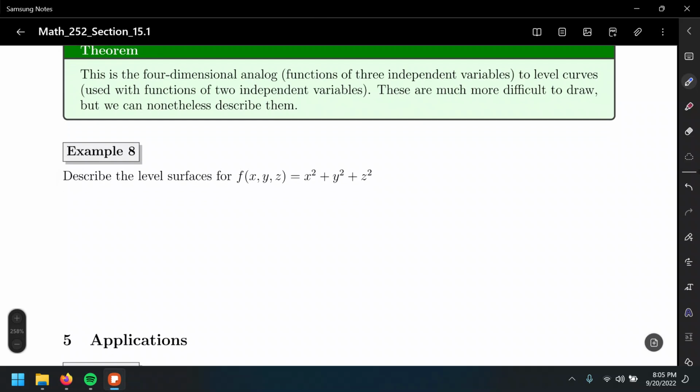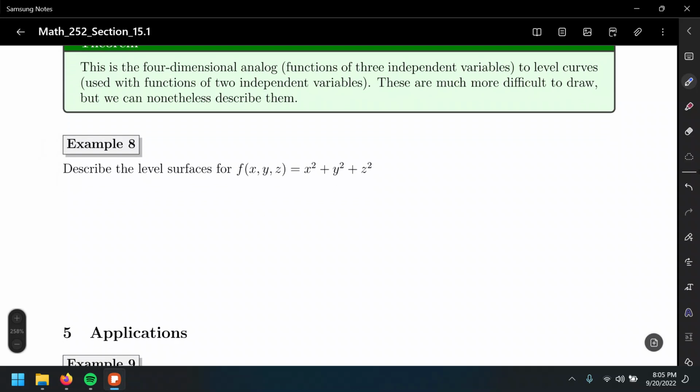And then I'll give you the visual. So let's describe the level surfaces for f of x, y, z equals x squared plus y squared plus z squared. Well, we're going to set this equal to some value of k, like k equals x squared plus y squared plus z squared, and we can give different values of k. But identifying this x squared plus y squared plus z squared, what comes to your mind when you see those three? Sphere. It's a sphere, right?